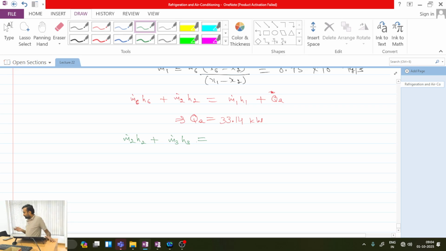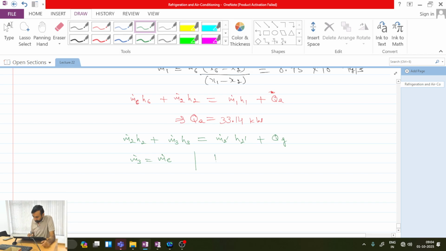2 dash. So m2 dash into h2 dash, and what else is coming in? QG. Now m dot 3 has to be equal to m dot E, because ultimately whatever is going into the condenser is the same as in the evaporator. M dot 3 is m dot E.